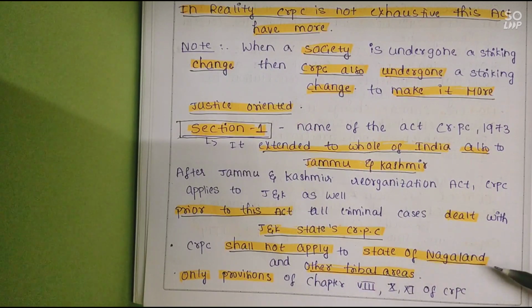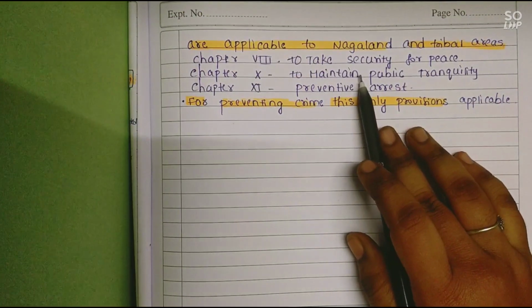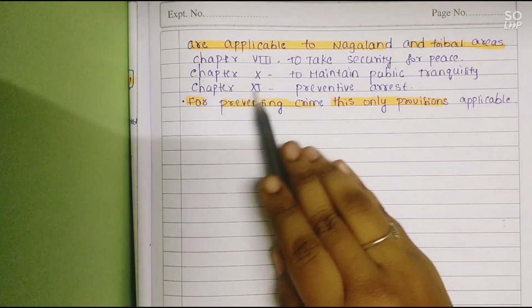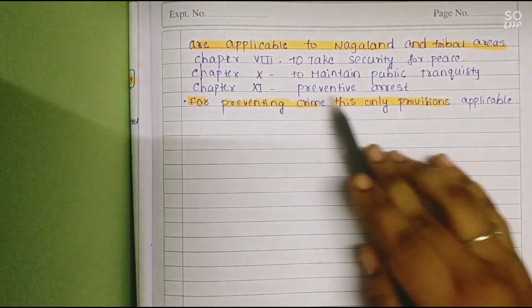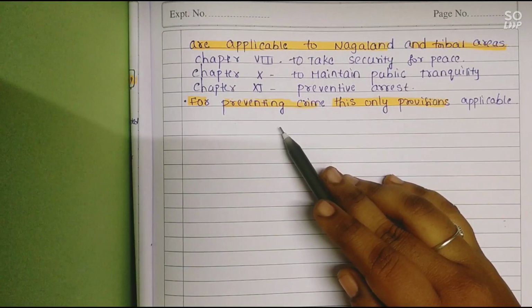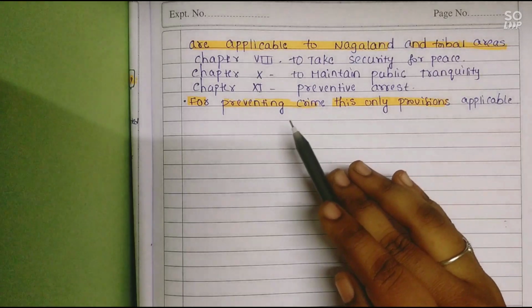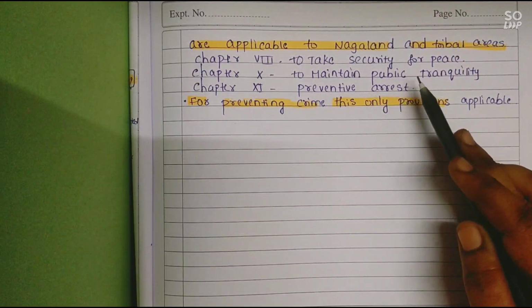CrPC shall not apply to the State of Nagaland and tribal areas. Only the provisions of Chapters 8, 10 and 11 of CrPC are applicable to Nagaland and other tribal areas. Chapter 8 tells about security for peace, Chapter 10 tells about maintenance of public tranquility, and Chapter 11 tells about preventive action of the police. For these areas, only these provisions are applicable for preventing crime and securing them.